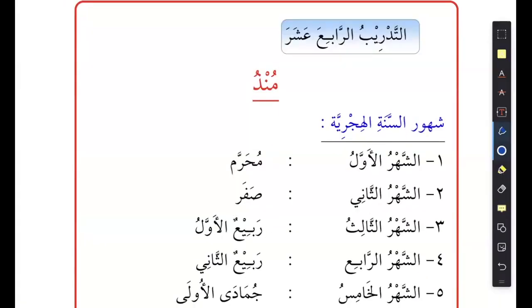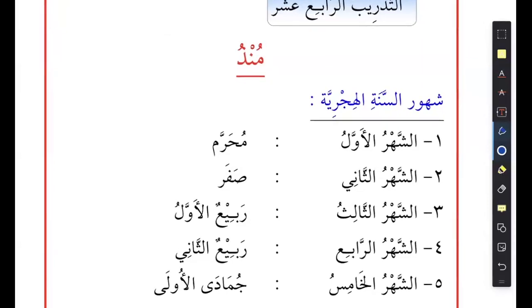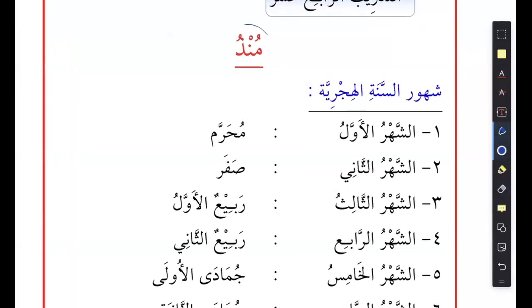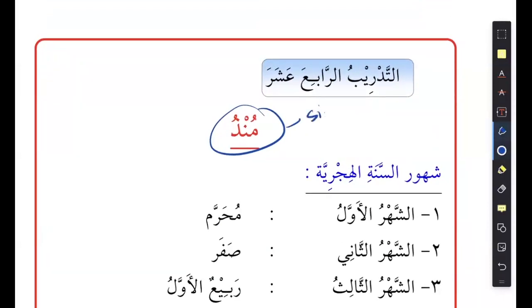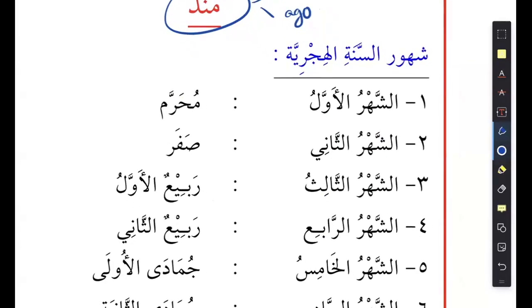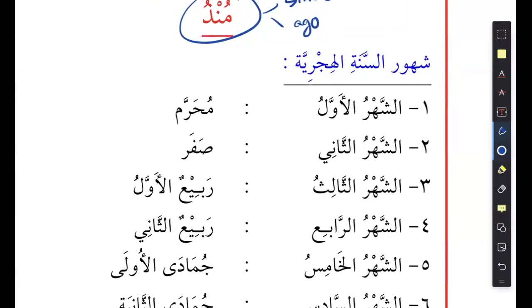Now, next tadrib, we have tadrib al-rabi ashar, the 14th exercise. Mundu. Okay, mundu, we talked about mundu. It has two meanings. It can mean since, or it can mean ago. And I also mentioned that mundu comes as mudaf ilayhi. So it says shuhur as-sana al-hijriya. What is shuhur? Shuhur is the plural of shahr. So the months of the Hijri year. They're talking about the months of the Hijri year.